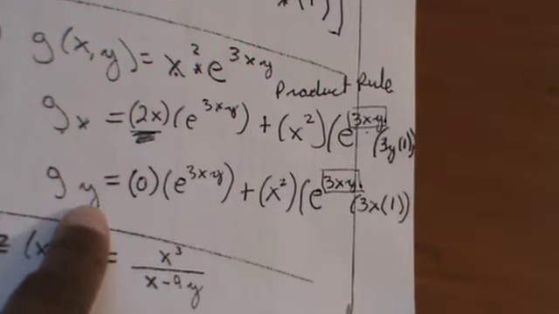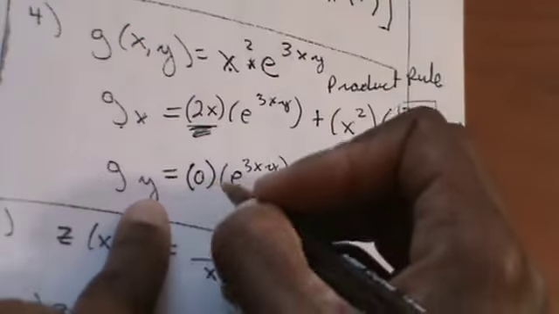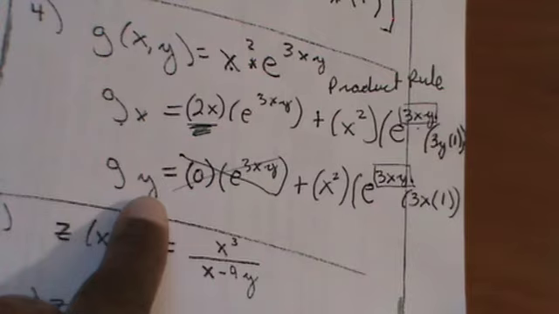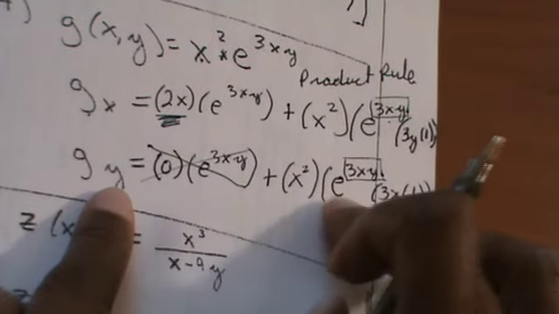Okay, this does take some practice, so clearly this is going to be 0. 0 times anything is 0, so your answer should just be what you have there.